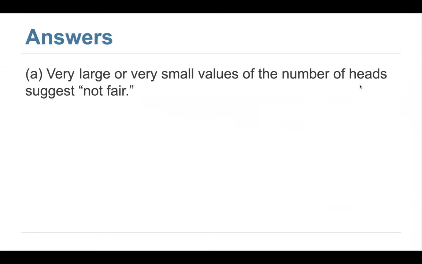But you have to be just a little bit careful here. In the first case, very large values of the number of heads are going to suggest not fair, but also very small values of the number of heads are going to suggest not fair. Because remember, the alternative viewpoint is that it's just not fair.